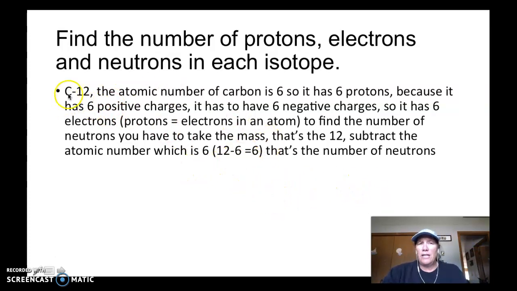Okay, so you take the 12, this is its mass, minus the atomic number, which was 6. So 12 minus 6 is 6. So it actually has 6 protons, 6 electrons, and 6 neutrons. That doesn't happen all the time.